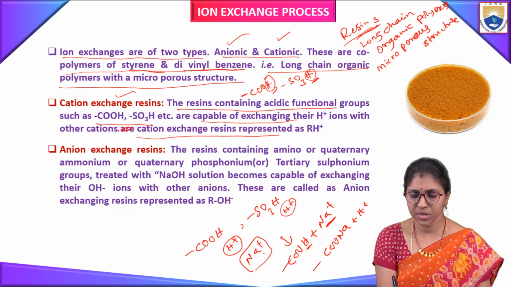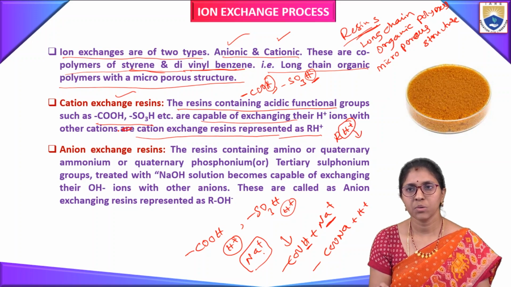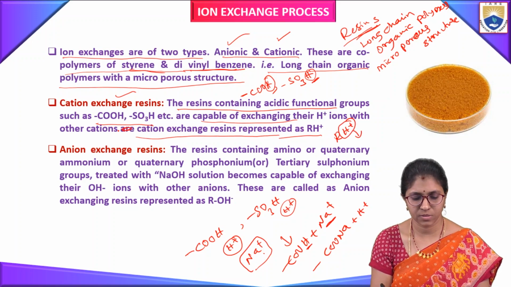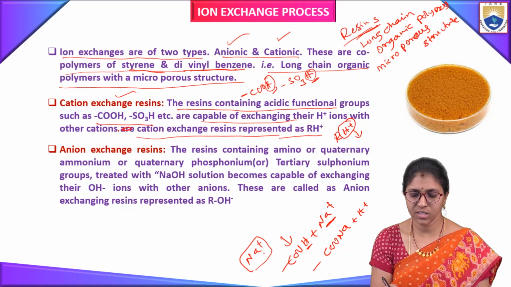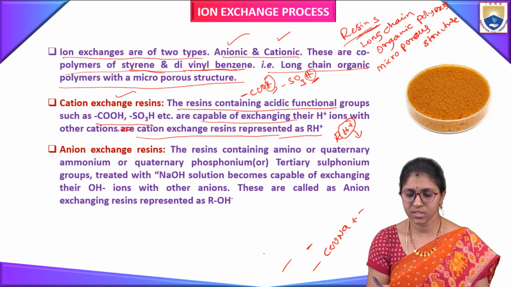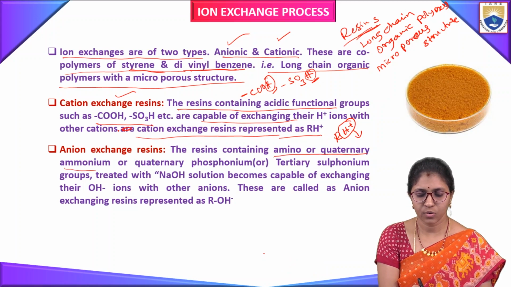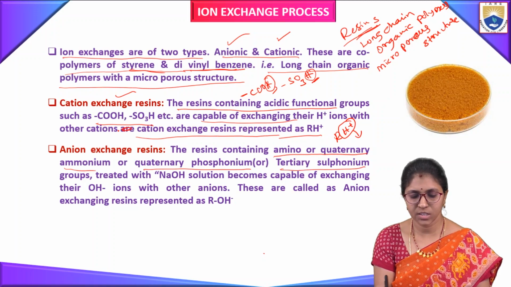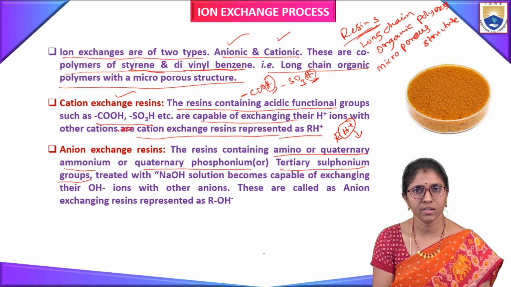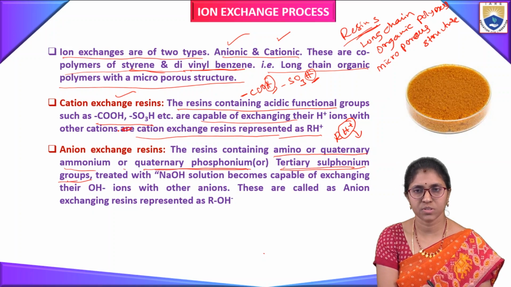So these cation exchange resins are represented by RH+, because they replace their H+ ions with other cations. Another one is the anion exchange resin. This is also a long chain organic polymer containing amino, quaternary ammonium, quaternary phosphonium, or tertiary sulfonium groups.